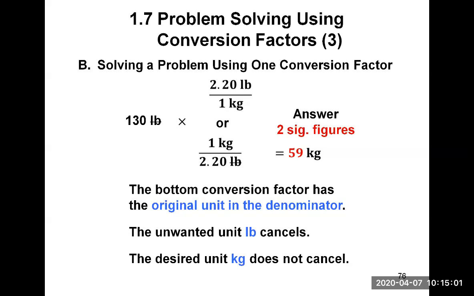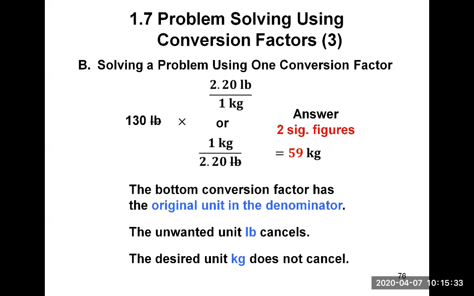So here it's 130 pounds. You want to cancel the pound and have the desired unit of kilograms not being cancelled. So you will want to choose the bottom conversion factor in this example because it has the unit you want to cancel in the denominator. And you always cancel from the numerator to the next denominator.